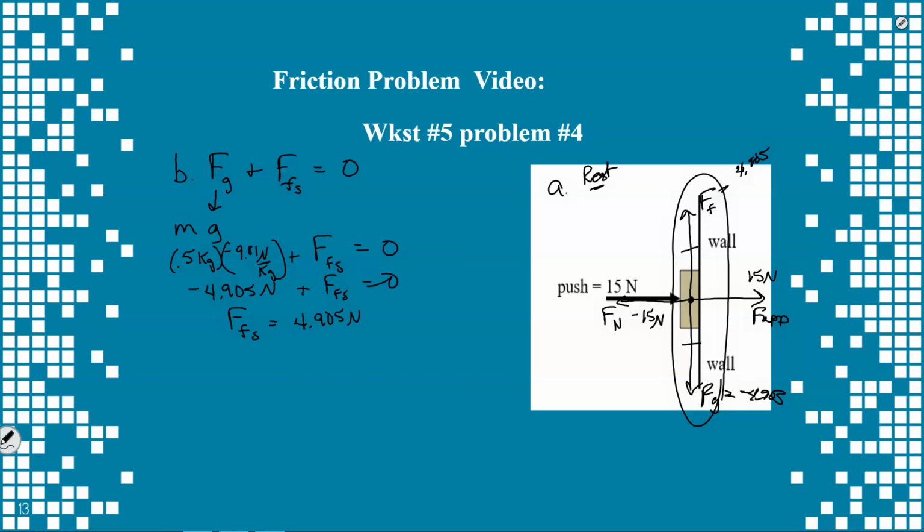Now, the next thing that they wanted you to figure out in that B part problem was the coefficient of friction. So we're talking static, so our equation is force friction static equals mu static times force normal. Okay, so we know what our force friction static is. We just figured that out. That was 4.905 newtons equals this mu times the force normal. The force normal we know is right here, because these forces are congruent since this is at rest. So force normal, we know that's a negative 15.